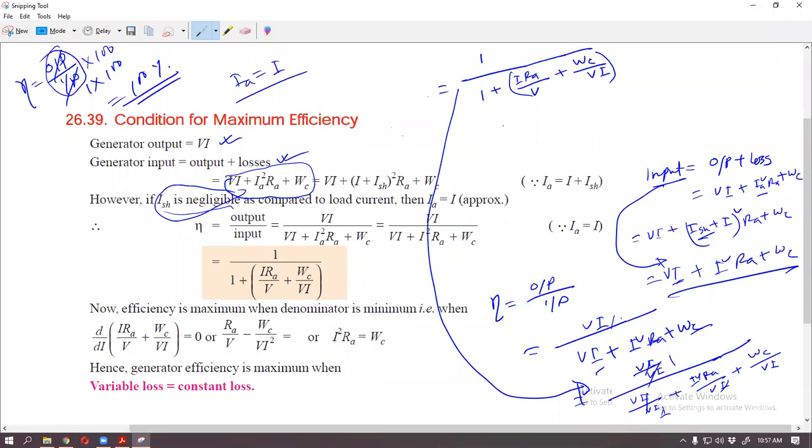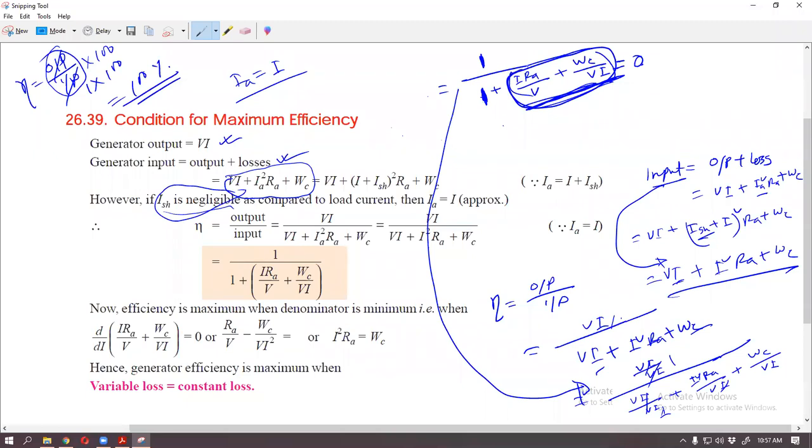Sir, how does the efficiency come to 100%? If this part is the same, then efficiency is 100%. Suppose this is the output 1 and this is the input 1, so this is the same. The point is, if this value is equal to 0, then 1 plus 0 is equal to 1. So 1 and 1. Now this is 100%.